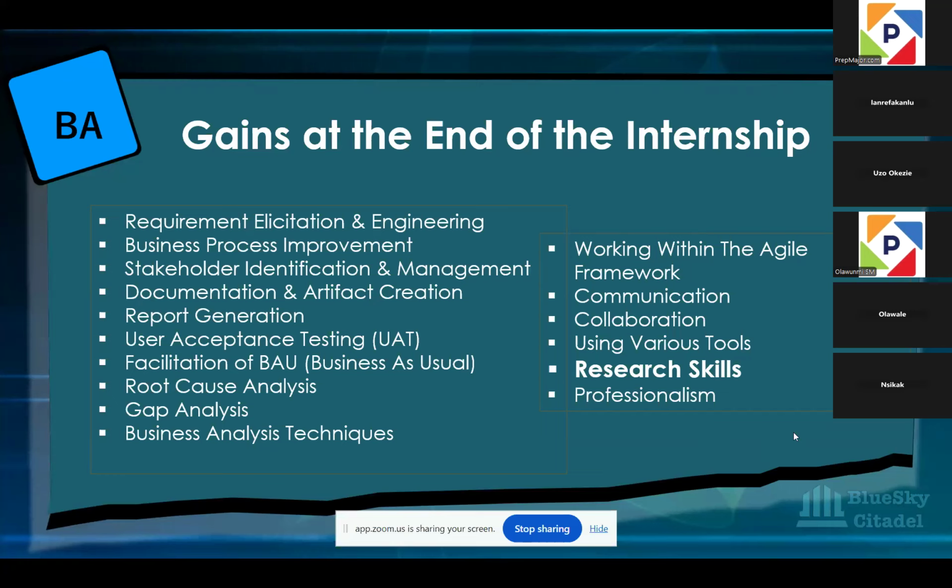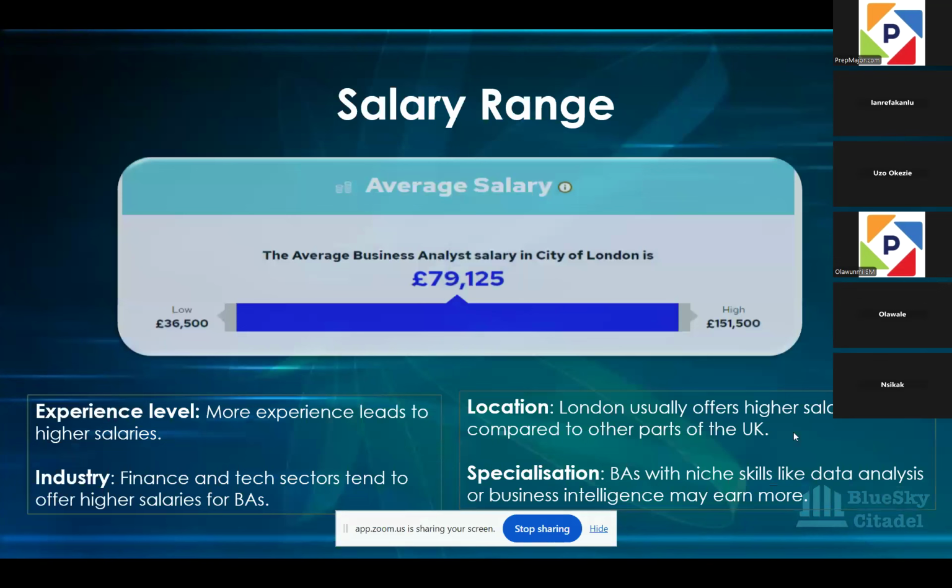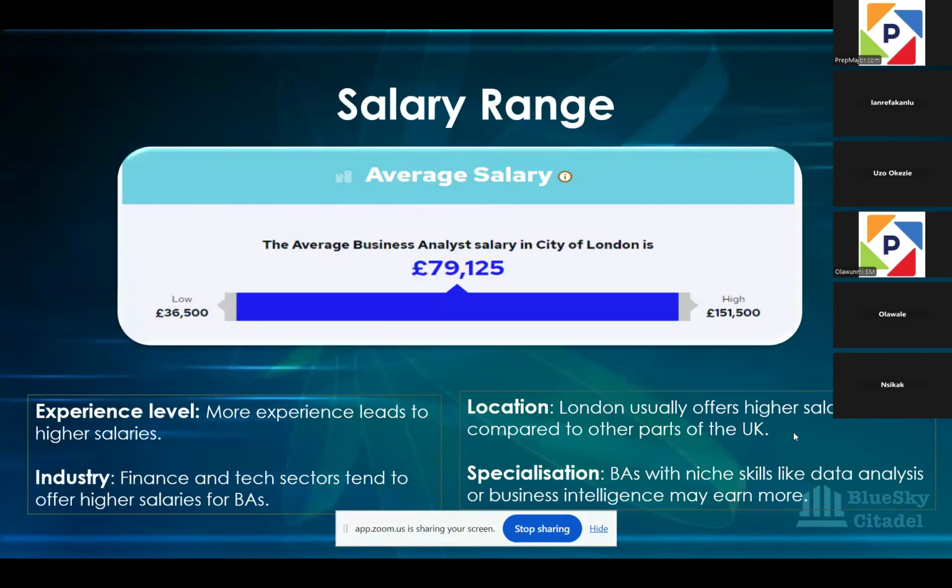And like I said, on the left, there are loads and loads. This is just a snapshot. There's so much more you will be able to learn as well. The salary range cuts across, again, from the low side, about 36,500, to the mid for intermediate level BAs, to the high side. And it depends on things like experience, the industry you work in, and your location.